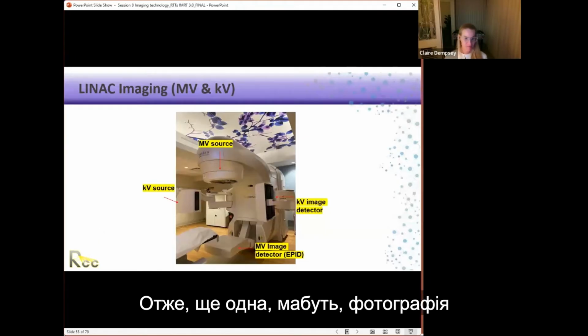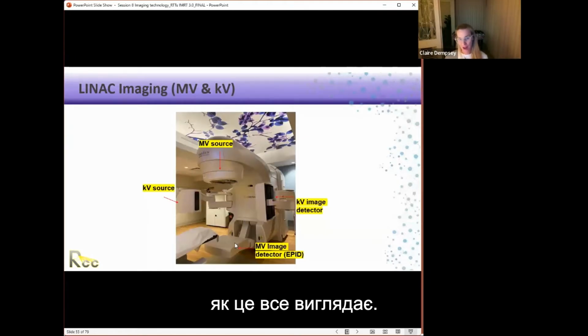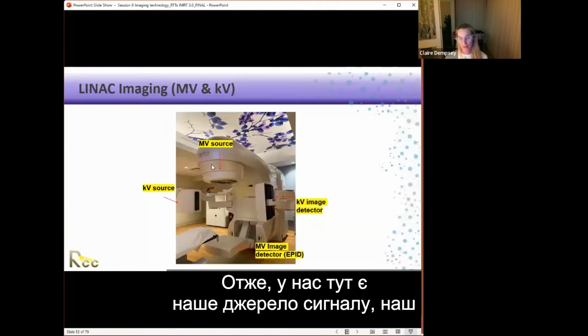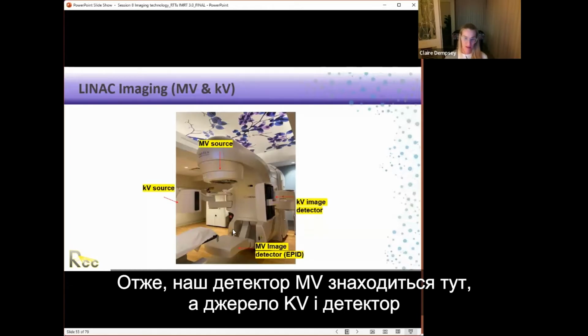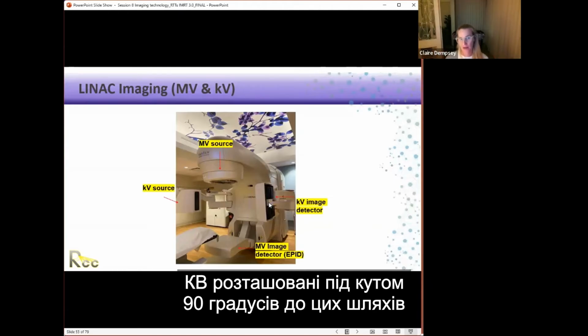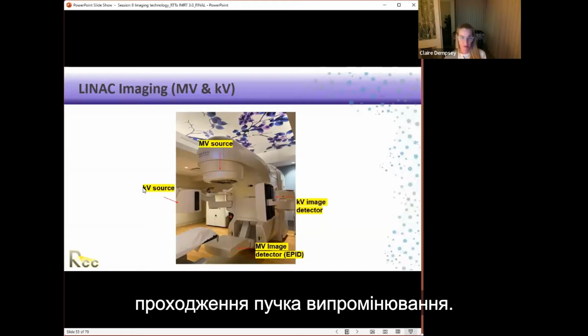So just another picture of how the setup all looks. We've got our MV source up here, our treatment radiation is passing down. So our MV detector's down here. And then we've got our KV source and KV detector sitting at 90 degrees to those radiation beam paths.